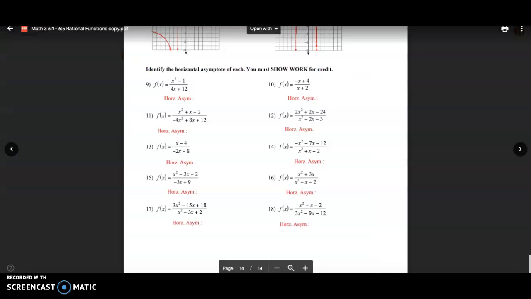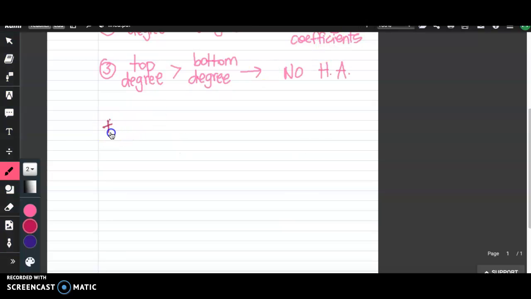And what number was that? That was number 10. That's just -1. So that means there's a horizontal asymptote at y equals -1. Okay, let's try one more.